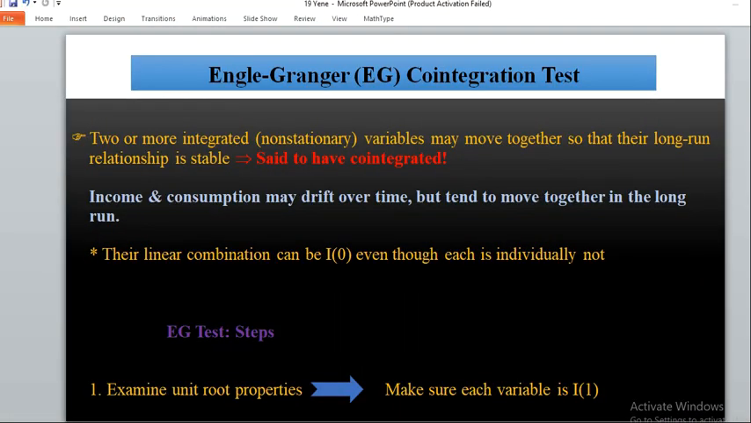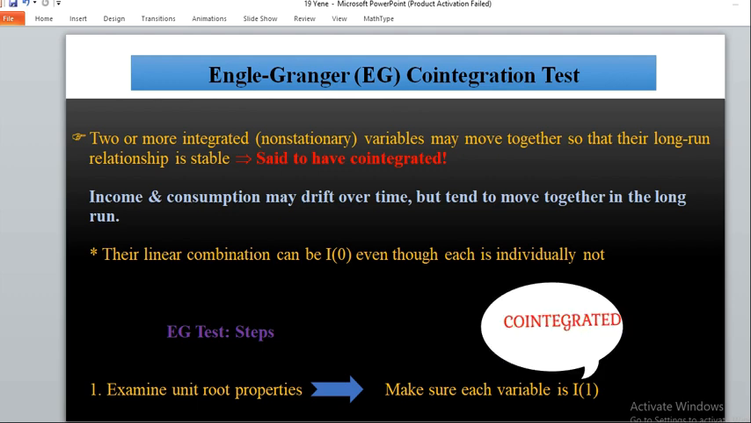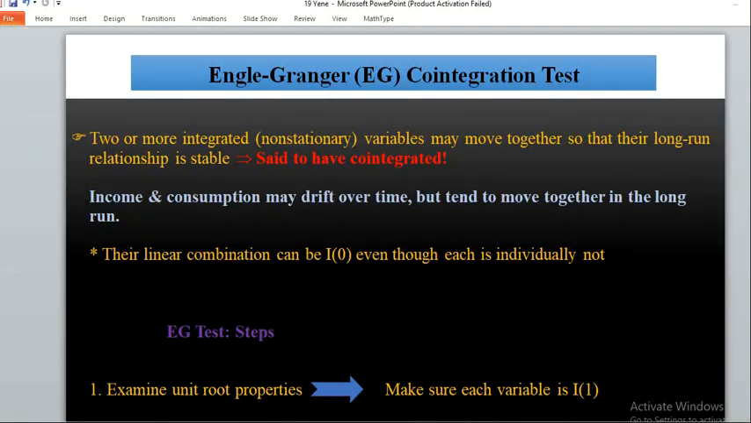Two variables that are not stationary and their individual pairs may move together over time so that their long-run relationship is stable. If that is the case, the variables are said to have co-integration. For example, income and consumption may individually drift over time, but they tend to move together in the long run. If that's the case still, they are said to be co-integrated.